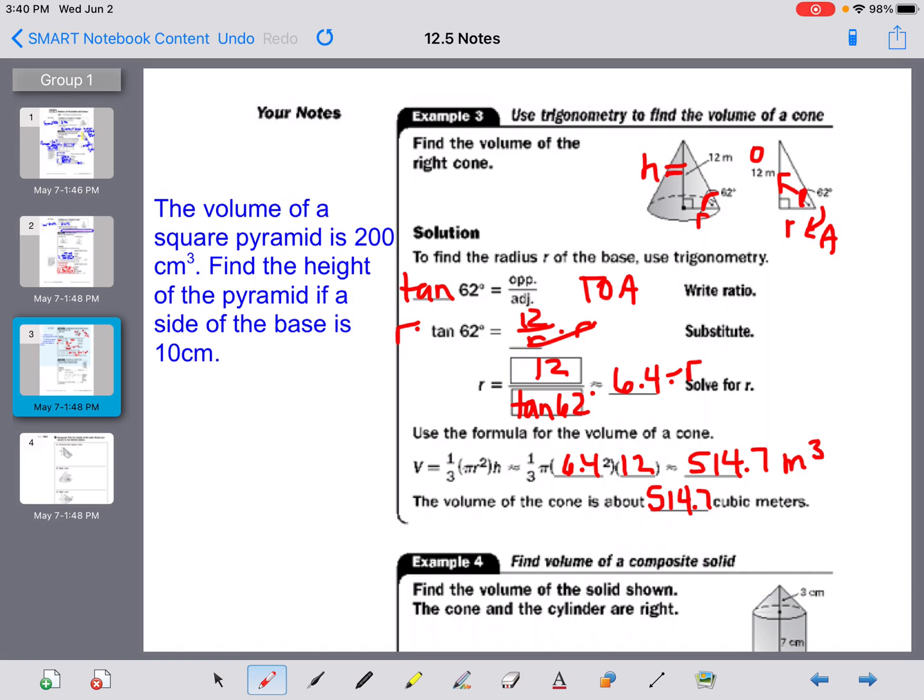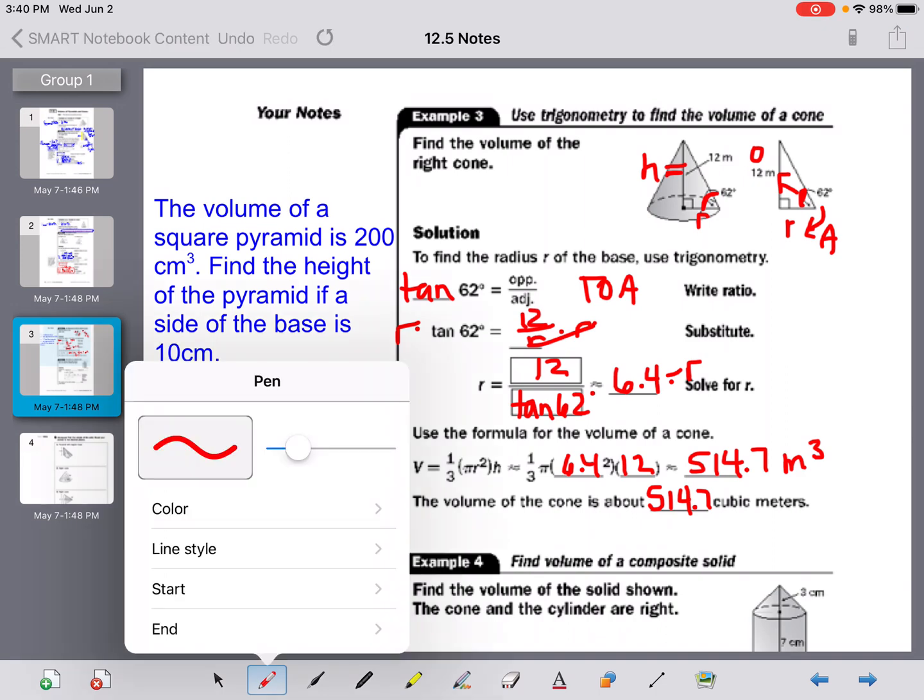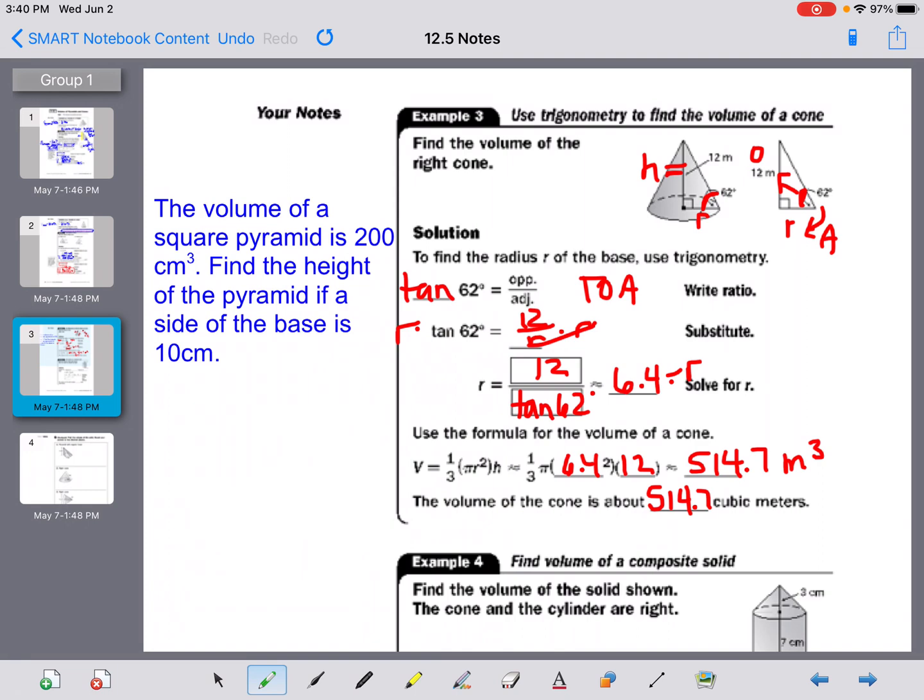All right, let's look at the one in the margin while we're here. The volume of a square pyramid is 200 cubic centimeters. Find the height of the pyramid if the side of the base is 10 centimeters. Okay, quick visual. I have a square pyramid.